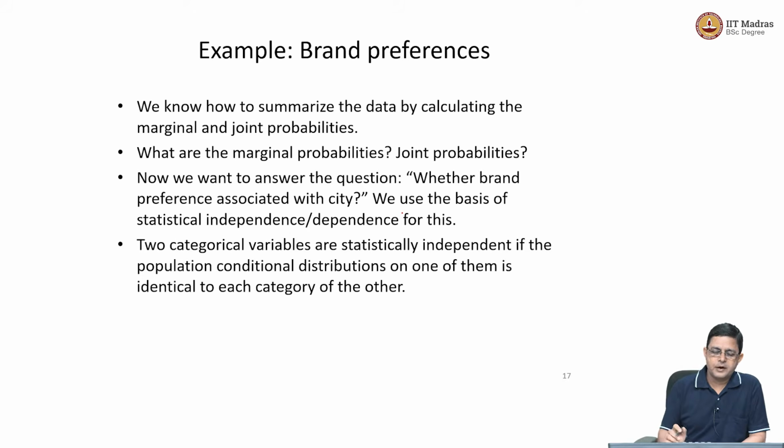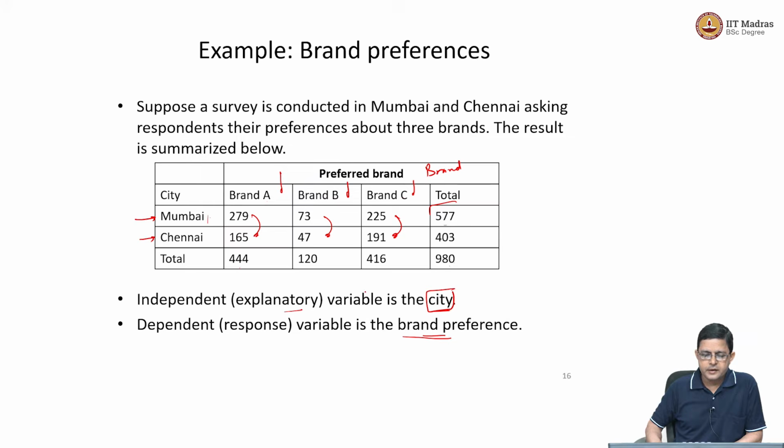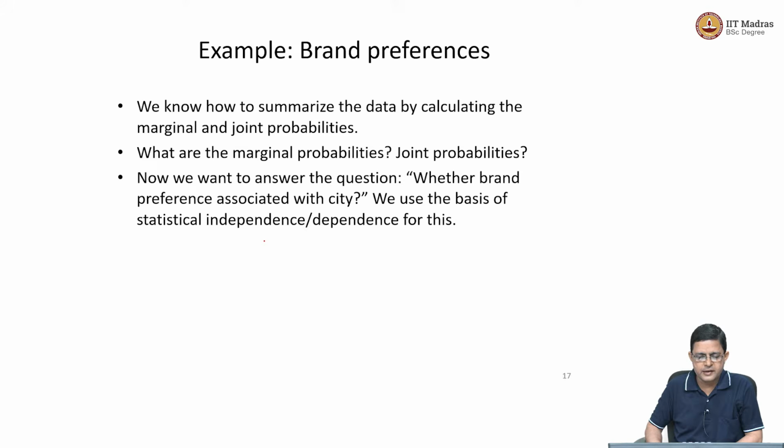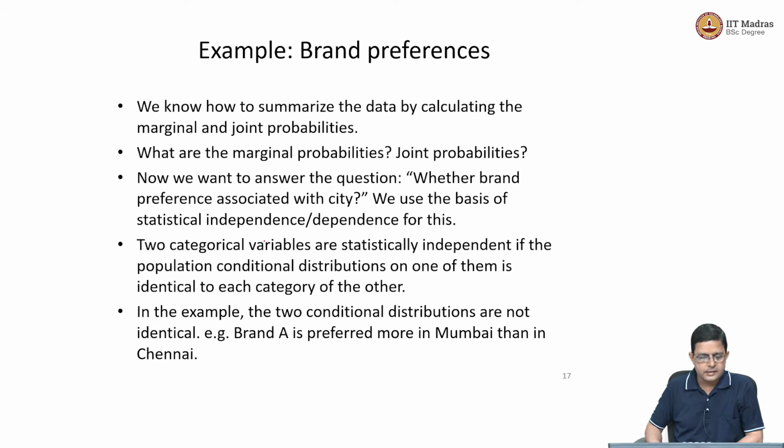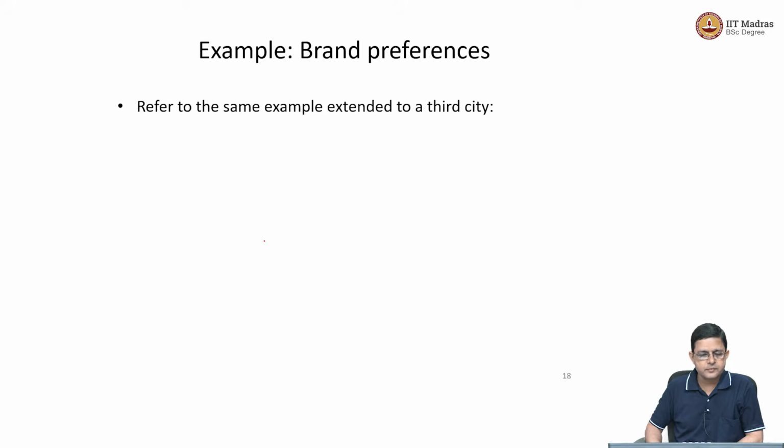From the conditional probability discussion, you remember that we said the categorical variables are statistically independent if the conditional distributions for them are identical for each category, right. That is what I said. Here, if the responses are similar to each other, which means that the conditional probabilities are similar, what would that table look like, right. That table will look like something like this.